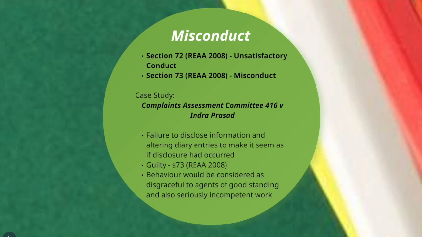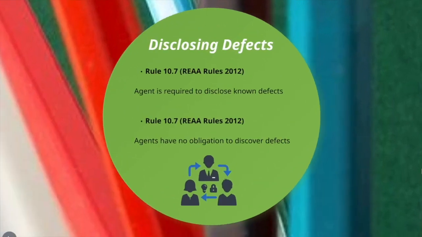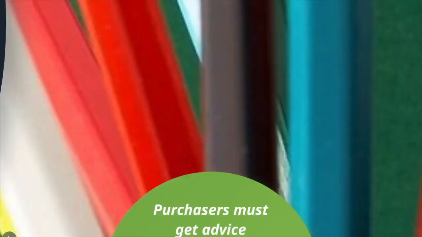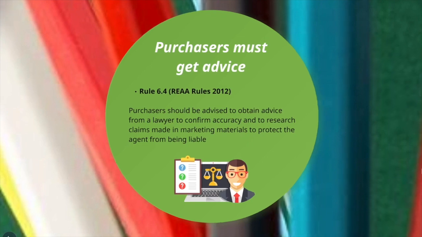The court determined that she had acted in a way that agents of good standing as well as members of the public would deem disgraceful, and that because the road widening would have a serious impact, her failure to disclose this information was seriously incompetent. Further to that, agents are also required to disclose known defects, without the obligation to discover defects, as stated by Rule 10.7. As a result of this, purchasers should be encouraged to obtain advice from their lawyers before making an offer to confirm accuracy and to research claims made in marketing materials. This is to protect the agent from being liable under Rule 6.4.